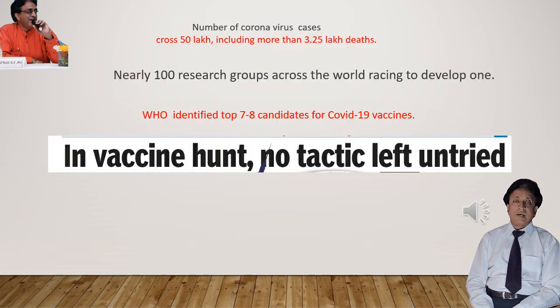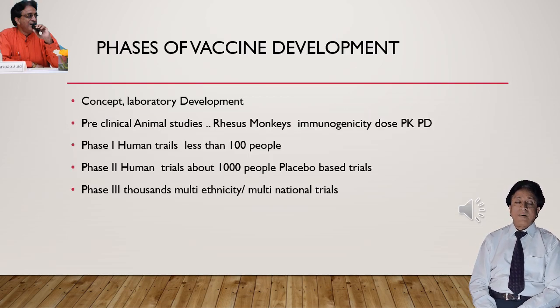Nearly 100 research groups all across the world are racing to develop a vaccine, and the WHO has shortlisted about 7 to 8 candidates for the COVID-19 vaccine, which appear to be the front runners for an effective vaccine as of today. Before I go into the details of various vaccines, it is important to know the various phases in which vaccine development takes place. First is the concept of the vaccine and the laboratory development of the vaccine.